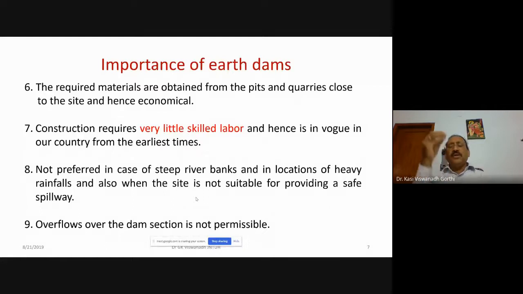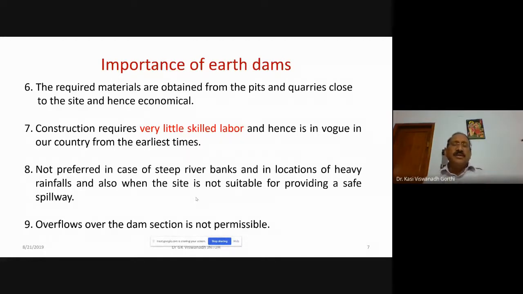When the water is flowing directly on the body of the dam, there is a slope. So through this slope, the water flows. When the water is flowing along this slope, not only does the water flow, but it also carries the earthen material which is available on the dam. If that earthen material is carried away from its original location, the dam section becomes weak, and then the dam may fail. So it is not preferred in case you have a very steep river bank.